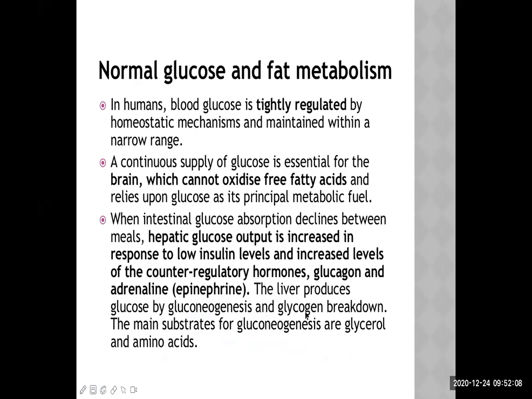Let's talk about normal glucose and fat metabolism because of the effect of insulin. So please pay attention. In human beings, blood glucose is tightly regulated by homeostatic mechanisms and maintained within a narrow range. So what is the normal blood sugar level in us? It is 75 milligrams. 60 to 120, sir. Okay, 60 to 100.